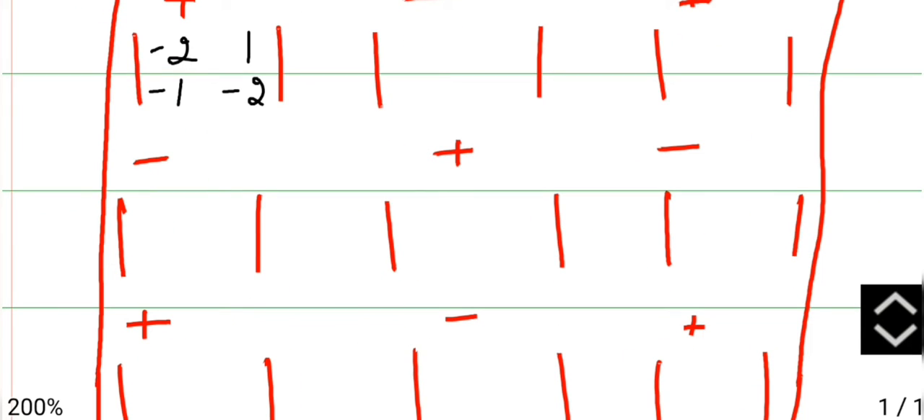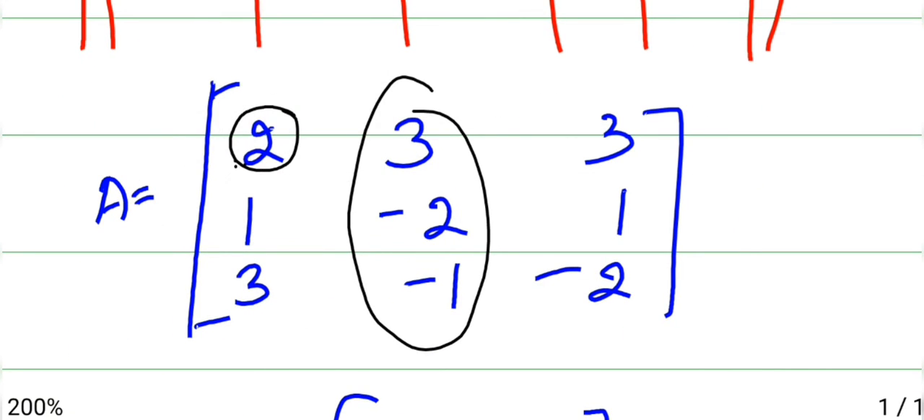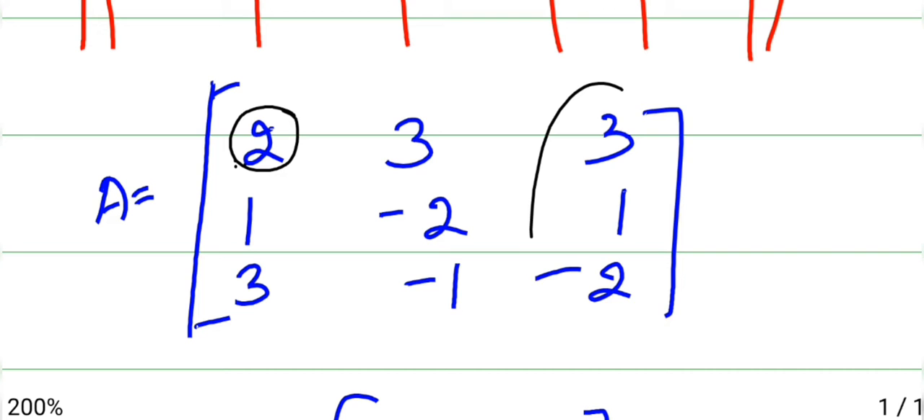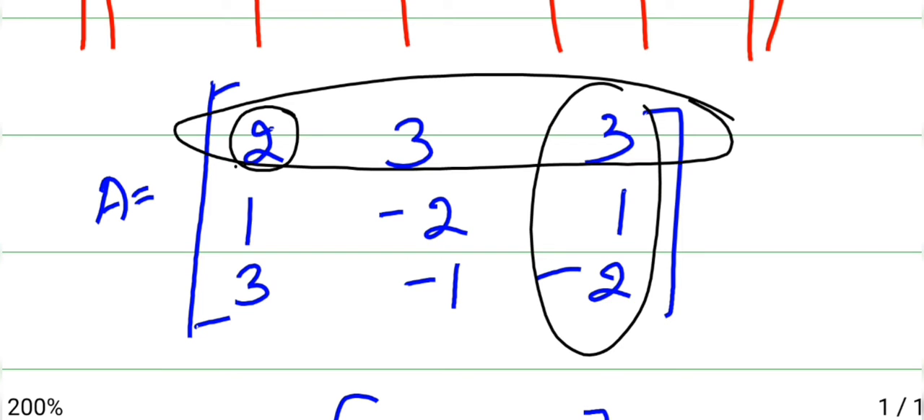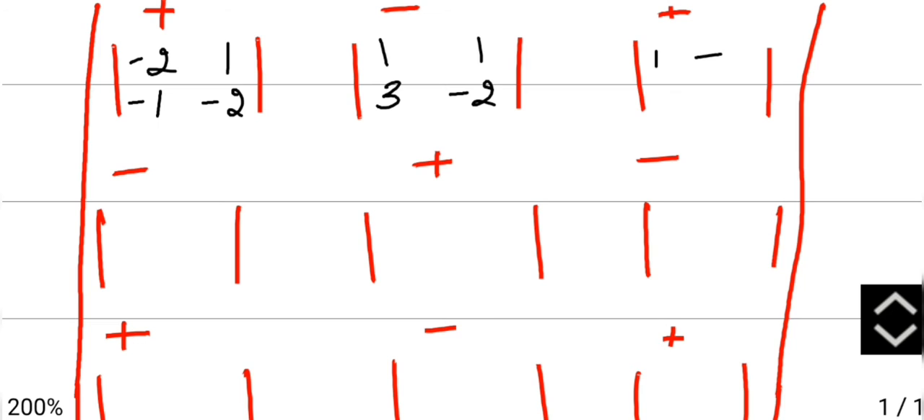So it is 1, 1, 3, minus 2. Then you will take the next one. If I am taking 3, that row and that column will not be considered. So 1, minus 2, 3 and minus 1.